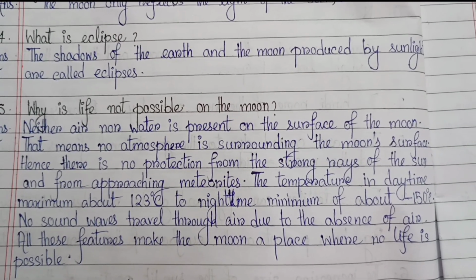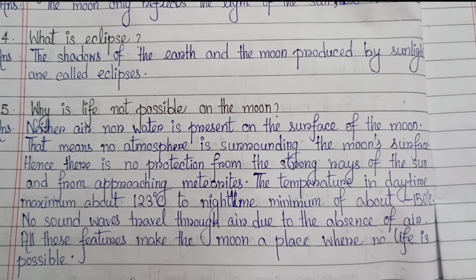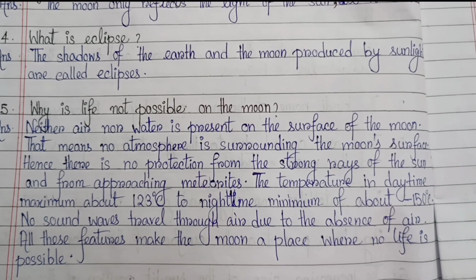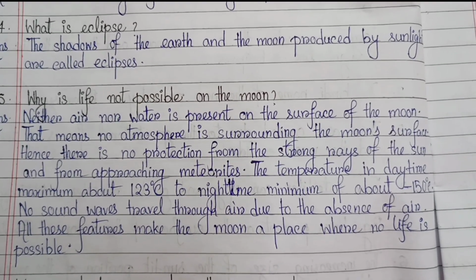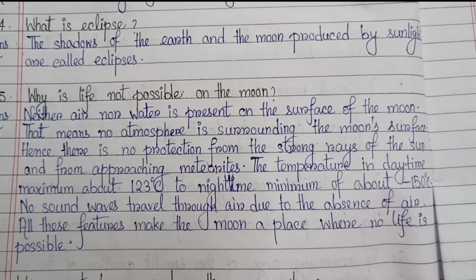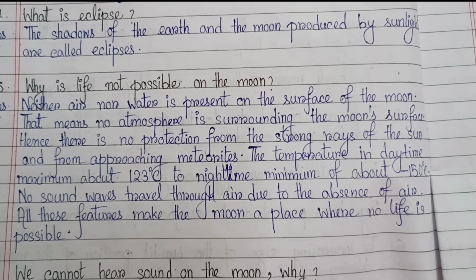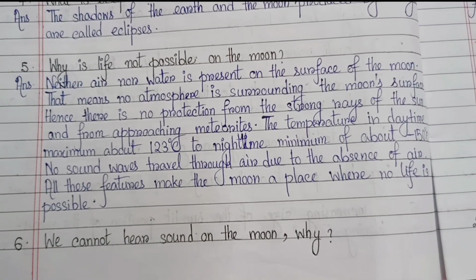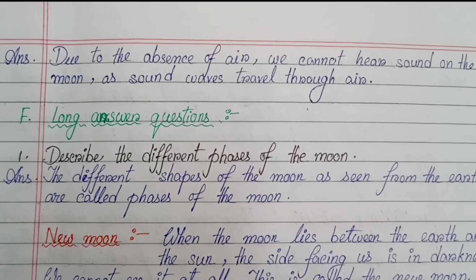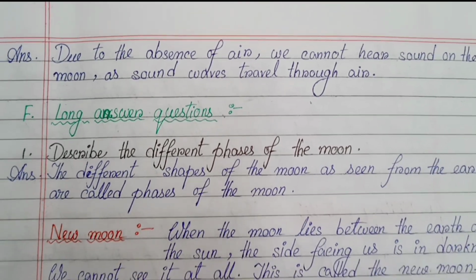The temperature in daytime is a maximum of about 123 degrees centigrade, to a nighttime minimum of about minus 150 degrees centigrade. No sound waves travel through air due to the absence of air. All these features make the moon a place where no life is possible. Number 6, we cannot hear sound on the moon. Why? Due to the absence of air, we cannot hear sound on the moon as sound waves travel through air.